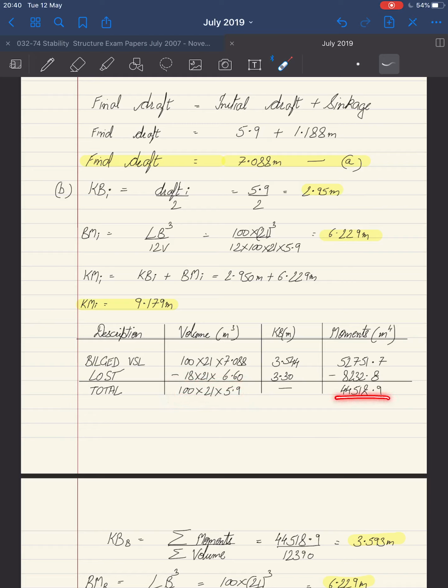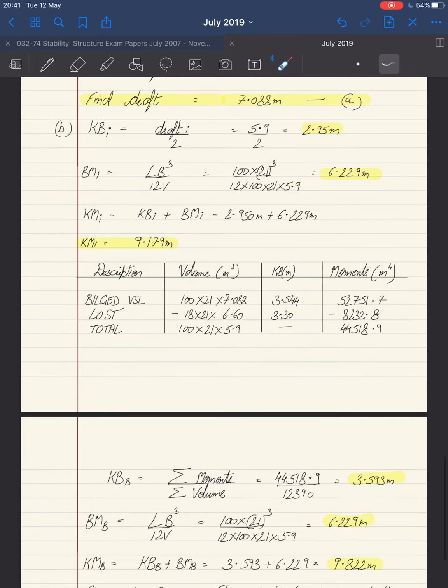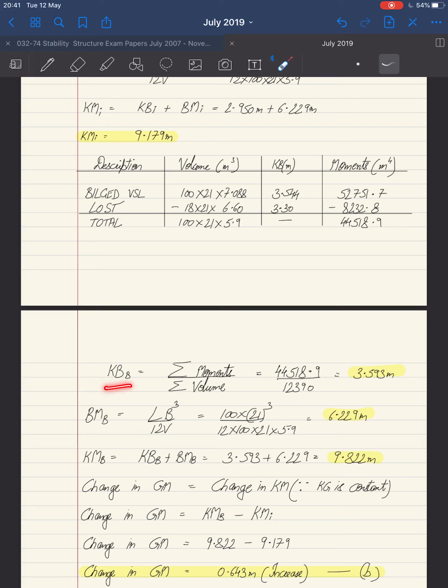The final moment is 44518.9, which is obtained by taking out this number from this number. And we will now calculate KB bilged for this table. So KB bilged will be the sum of all the moments divided by the sum of all the volume. So the sum of all the moments is 44518.9, which has been obtained from here, and the sum of all the volume, which is 12390, which has been obtained by solving this value. This has given us the KB of 3.593 meters.